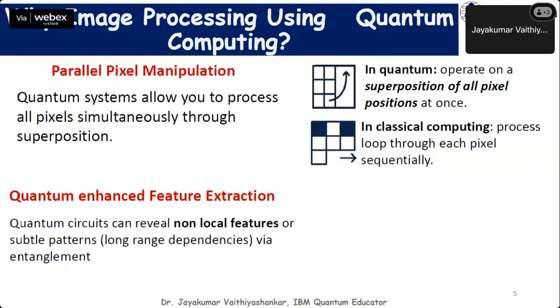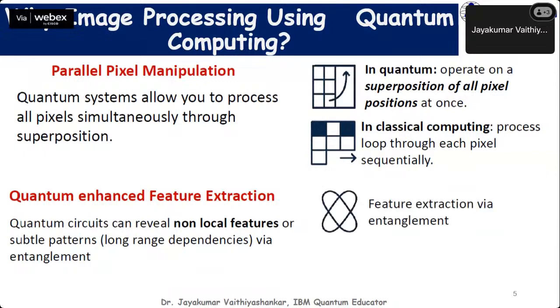We already covered what the meaning of superposition is. We need to apply superposition to each and every pixel, then only are you able to do simultaneous processing. In the same way, if you want to extract features, then you need to do entanglement, because entanglement will create some patterns. With the help of those patterns, you're able to identify some non-local features.